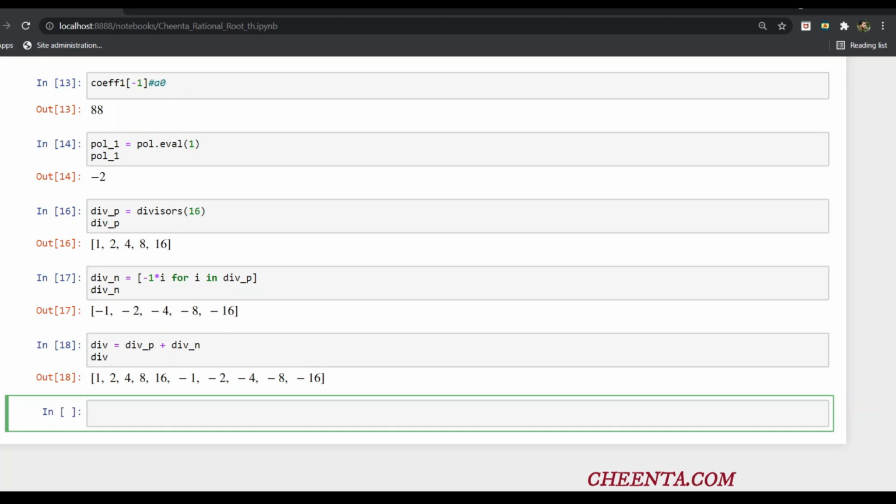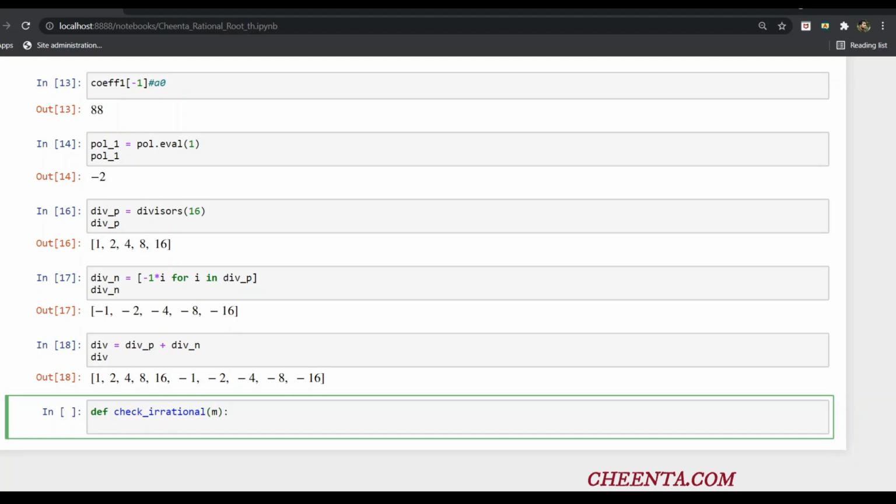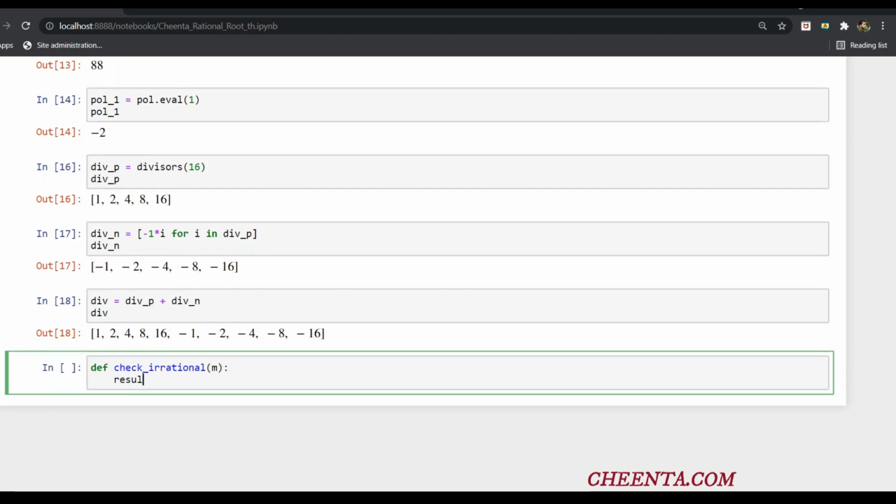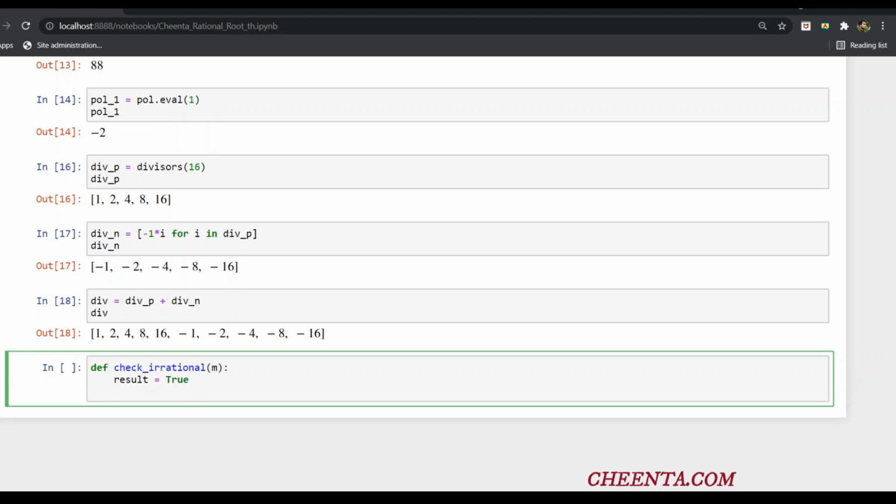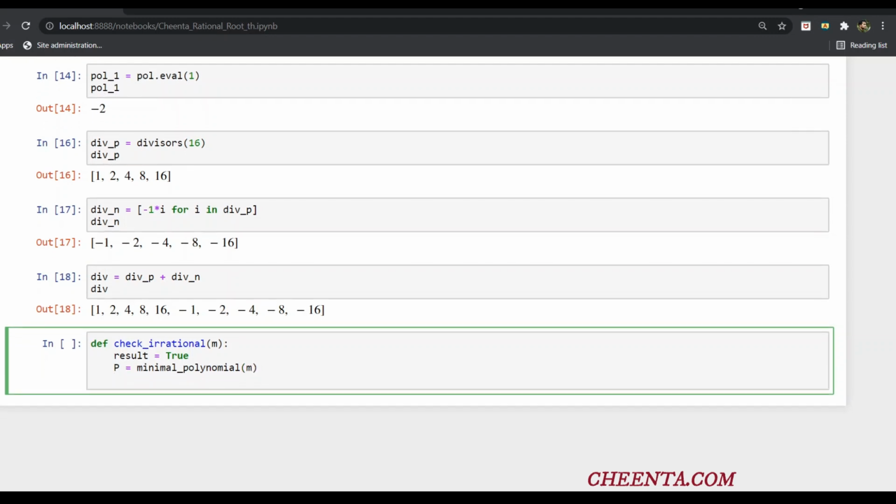So let's write it down. I will define a function which will check irrational, and it will take a number as the argument m, and let me define a variable result which will be true at the beginning. Then I will find the minimal polynomial of m. I hope it is clear, and let me print down the minimal polynomial.